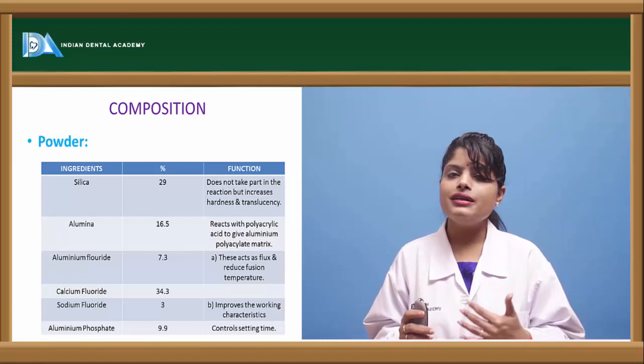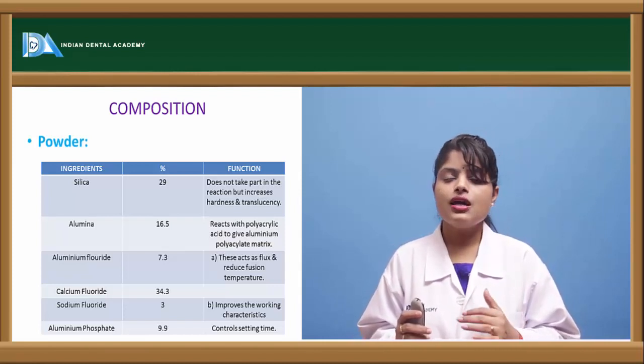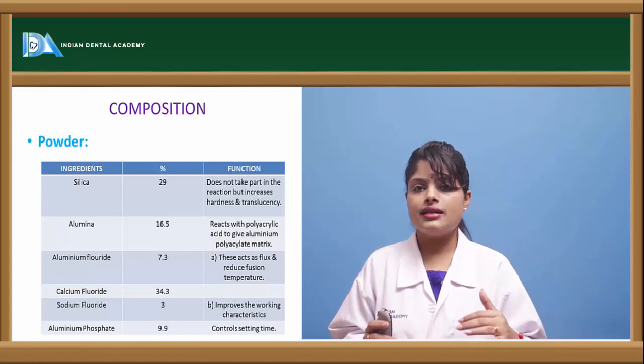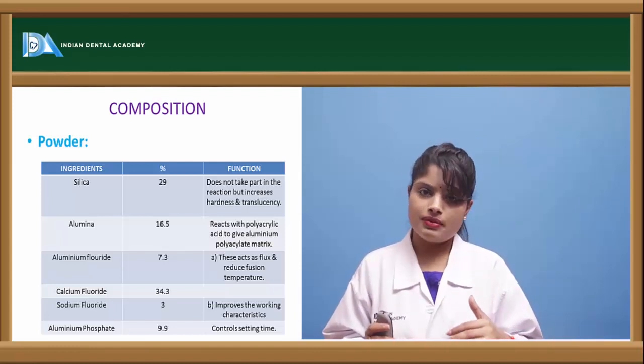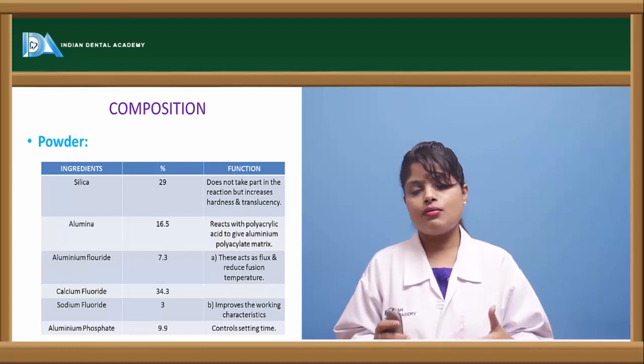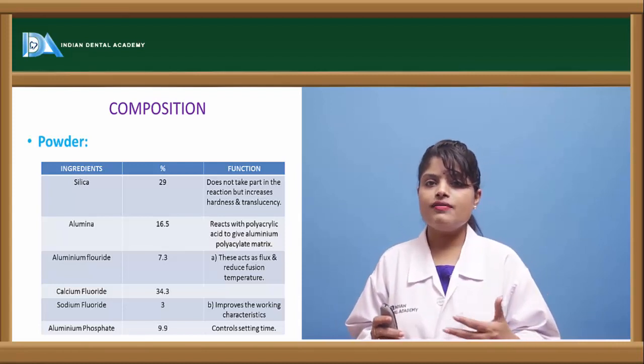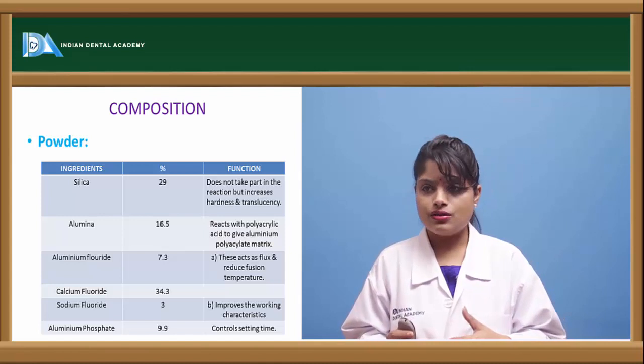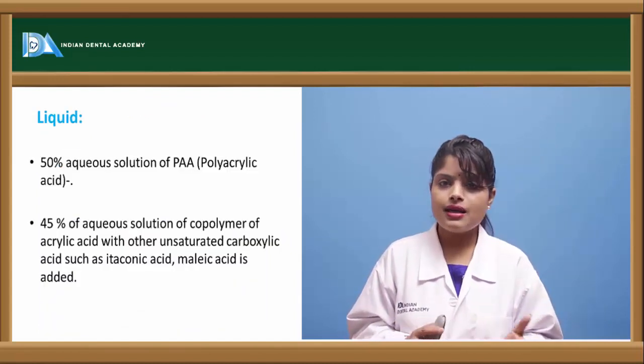Next comes the aluminum phosphate. The aluminum phosphate controls the setting time. It can increase or decrease the setting time of the glass ionomer cement. Usually the mixing time of glass ionomer cement is 35 to 40 seconds and the setting time is about 1 minute or 60 seconds. Next comes the liquid.